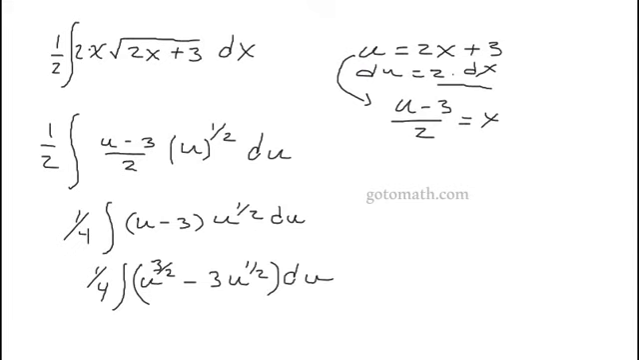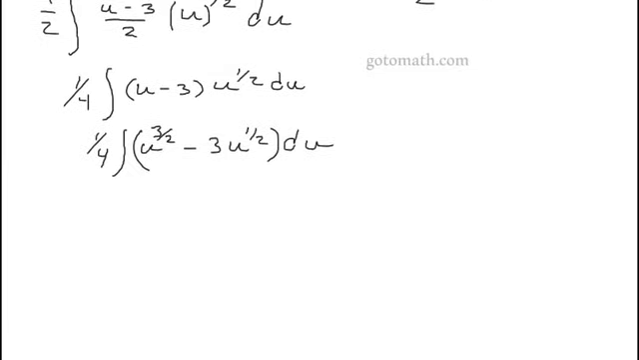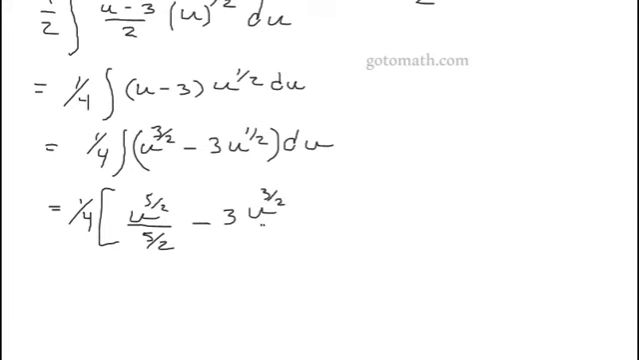Now we can finally take the integral. I should be writing equal signs out here, since these are all equal. I'm going to write 1/4 and start a bracket here. So this becomes u to the 5 halves over 5 halves minus 3 times u to the 3 halves over 3 halves, adding 1 to the exponent and putting 3 halves down below.